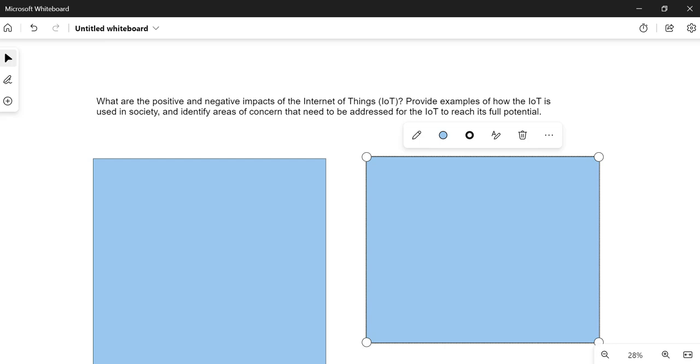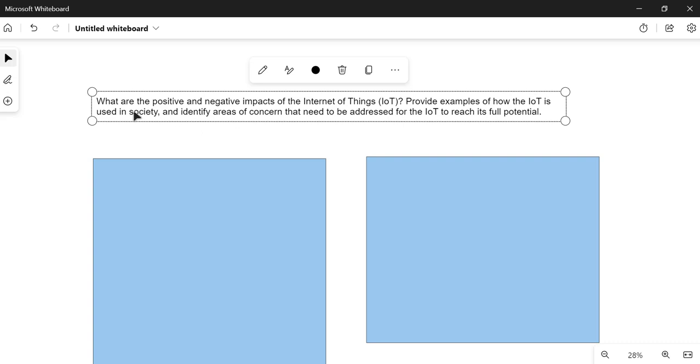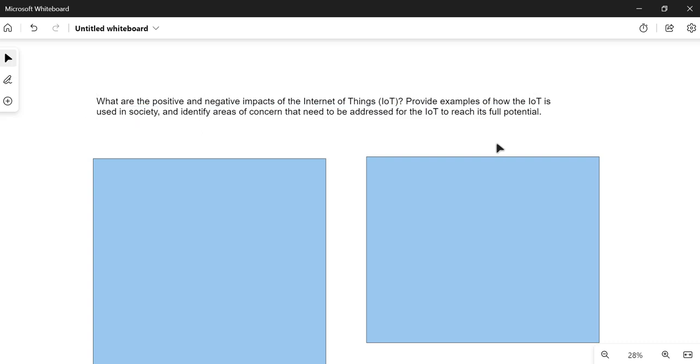Okay, so this question is, what are the positives and negatives of the IoT? Provide examples of how the IoT is used in society, and identify concerns that need to be addressed. This is the 10 marks.